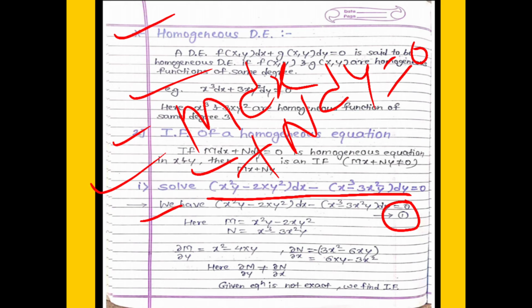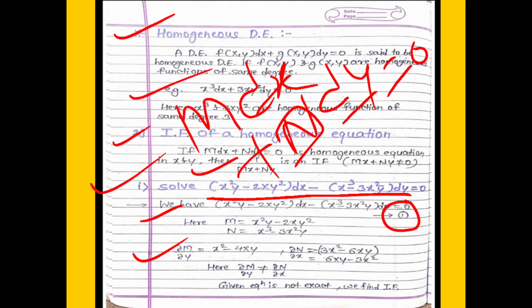If the terms are not arranged in this format, then you have to arrange them in this format, and then the term which is nearer to dx will be M and the term which is nearer to dy will be N. Okay, then after that you have to take partial derivatives. So let us take the partial derivative of M with respect to y. Here x square y, differentiating with respect to y, the differentiation of y will be 1 and x square is constant, so x square as it is, minus 2xy square differentiated with respect to y will be minus 4xy.